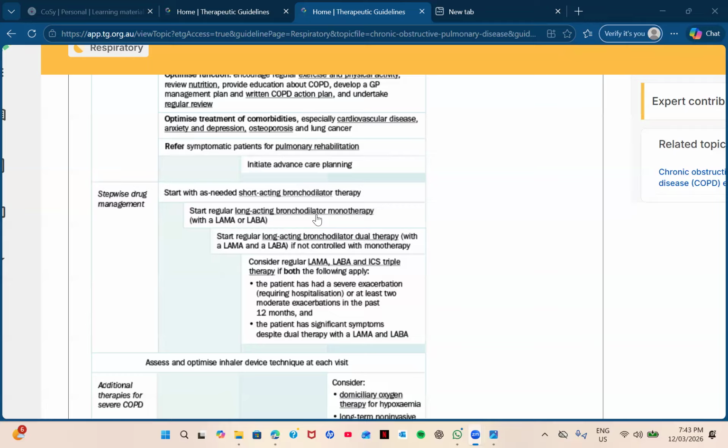Mm-hmm. LAMA: tiotropium, right? LABA: salmeterol and formoterol, right? Yes. So remember, initially either LAMA or LABA, so monotherapy. If it is not working, we go with dual therapy. So what does dual therapy include? Dual therapy has LABA plus LAMA, right?